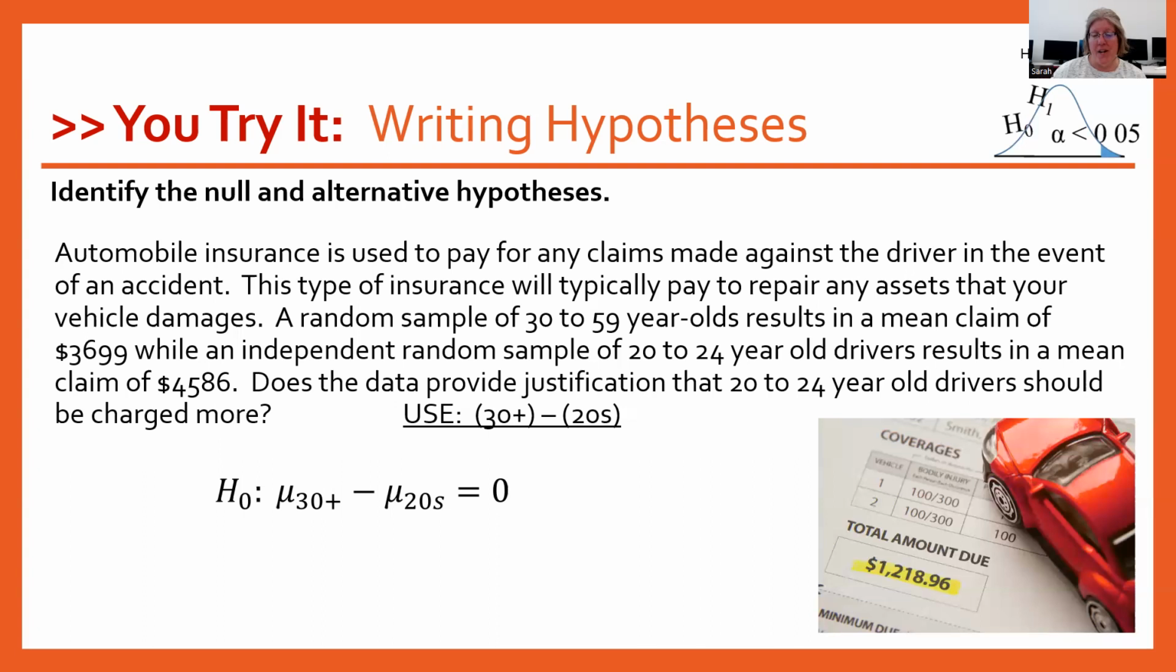So our order of subtraction here is the 30-plus-year-olds minus the 20-year-olds. And it does tell us that this is an independent random sample. So that automatically tells us we're doing a 2-sample t. So my null is the mu of the 30 pluses minus the mu of the 20s is equal to 0. My alternative is that the mu of the 30s minus the mu of the 20s is less than 0. Because we think those people that are in their 20s are going to cost more. So that second number is bigger, so when we subtract, we'll get something negative, or less than 0, giving us a left-tailed test.